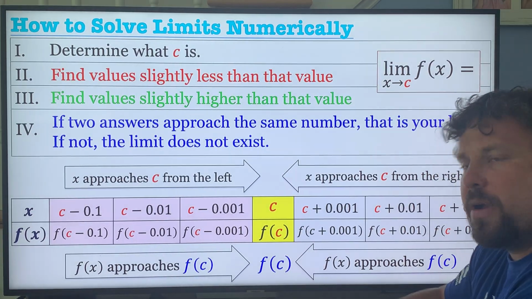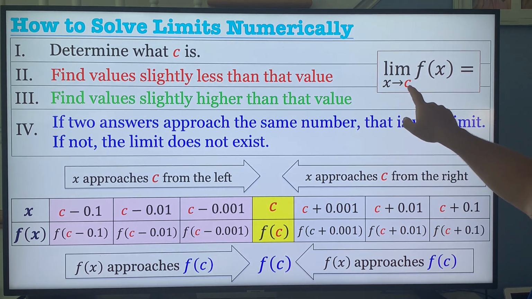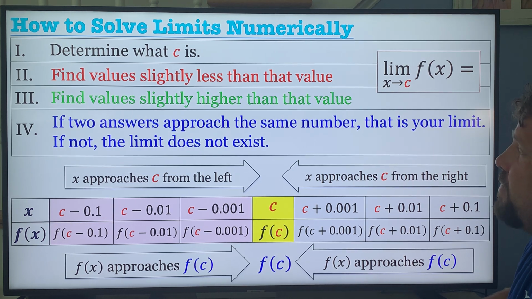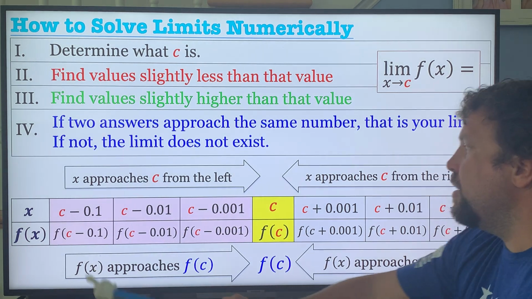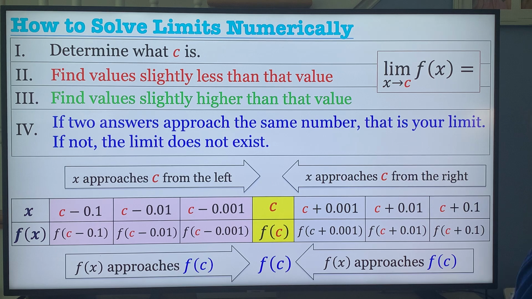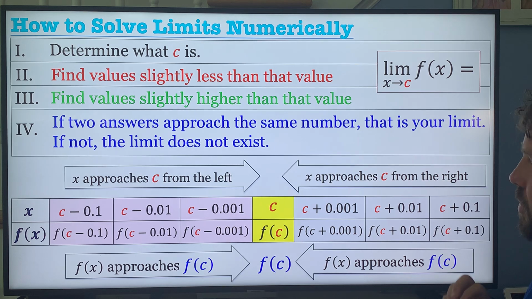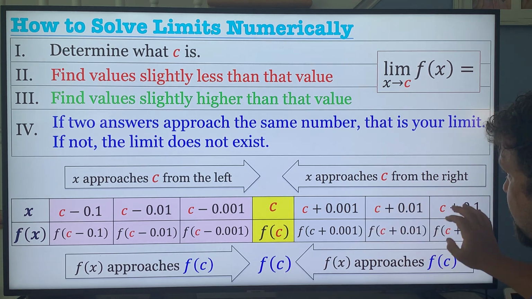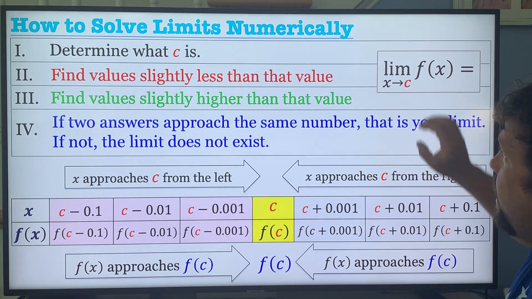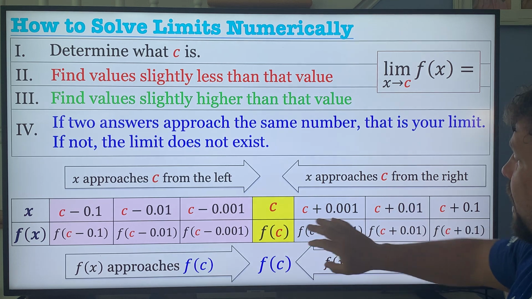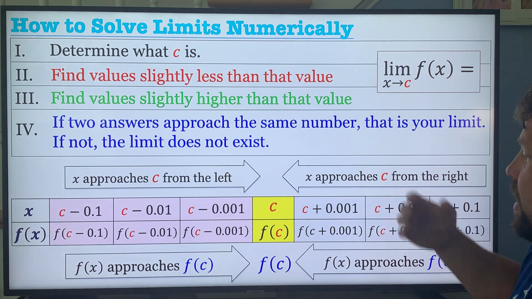So first thing is, when we went over how to solve limits numerically, we took 4 basic steps. The first thing is we determined what C is. C is whatever x is approaching. Then we found the values that are slightly less than that value by subtracting a thousandth, a hundredth, and a tenth from whatever C was. Then we found the value slightly higher. We added a thousandth, hundredth, and tenth to whatever C was. And step 4 was we plugged in all these C's, subtracted or added just a little bit, into the original equation, into our f of x, and it gave us whatever the f of x values would be, okay?